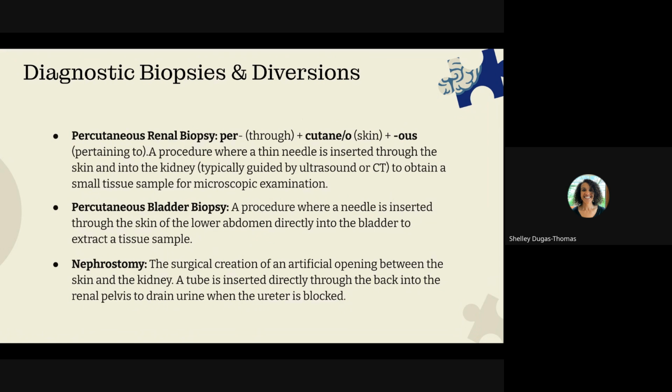Percutaneous, when we break that down, it's per, through, plus cutaneo, skin, and us, pertaining to. A percutaneous renal biopsy means putting a sampling needle directly through the skin of the back into the kidneys. A nephrostomy is creating an artificial opening directly between the skin and the kidney to bypass a blocked ureter entirely.